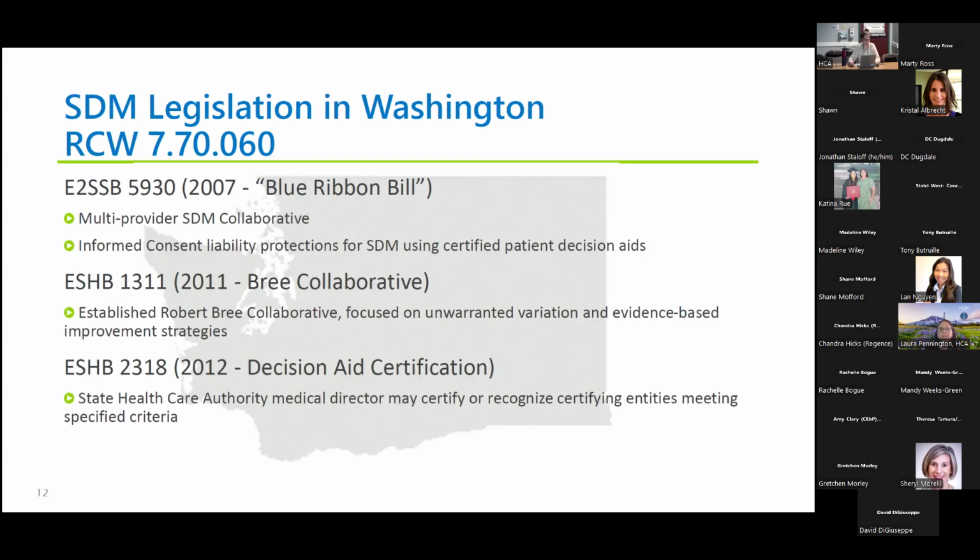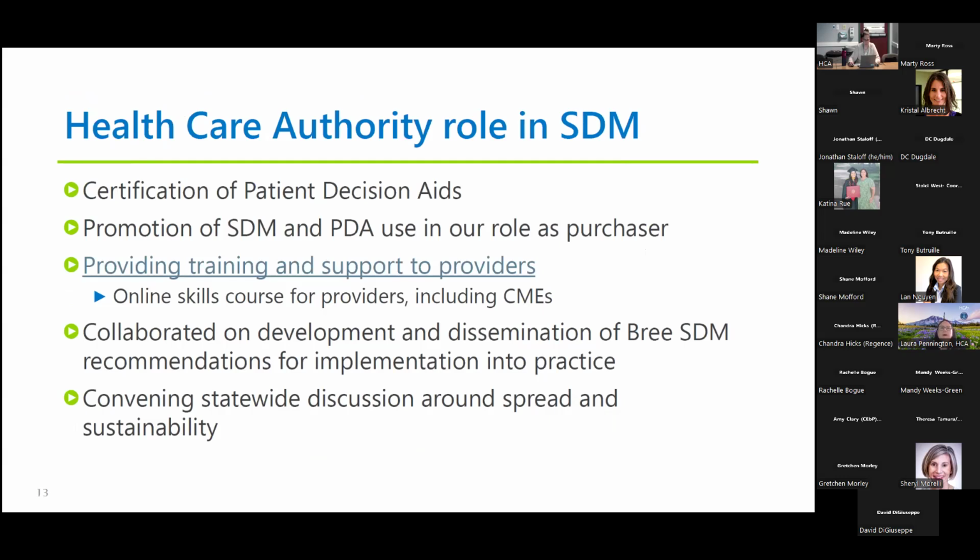So next slide, please. So at the Healthcare Authority, we're leveraging our role as the largest purchaser of healthcare in Washington to spread the use of shared decision-making. I didn't really give you a definition of what patient decision aids are, but patient decision aids are tools that providers can use to help patients understand what their options are and understand the comparison across all the options in a non-biased way. There's a lot of patient decision aids out there.